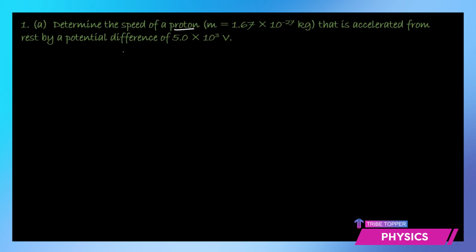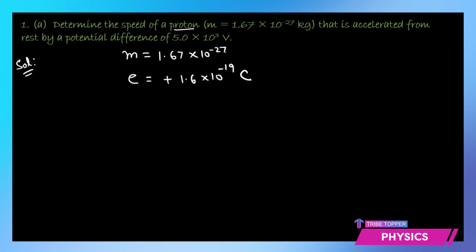So how do we approach this question? First of all, write the given equation. The mass of the proton is given to us: 1.67 times 10 to the power negative 27. In case the charge is needed, that would be plus 1.6 times 10 to the power negative 19 coulomb, because it's the same as that of an electron, just with the opposite sign.